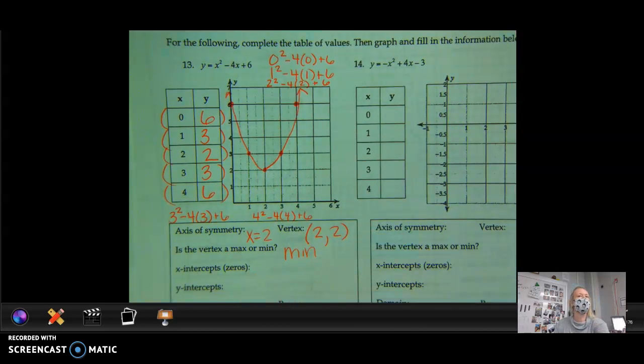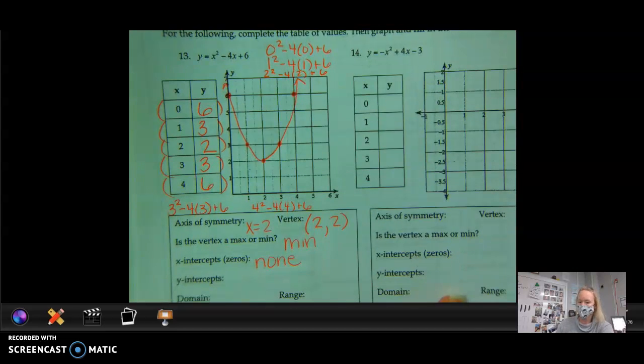X-intercepts, does it cross the x line? So do I have x-intercepts here? I do not. It's okay to have none. You will either have none, 1, or 2. So those are your options. But it does cross the y-intercept. Where does it cross the y-intercept at?